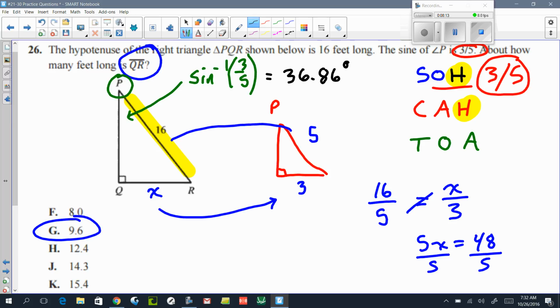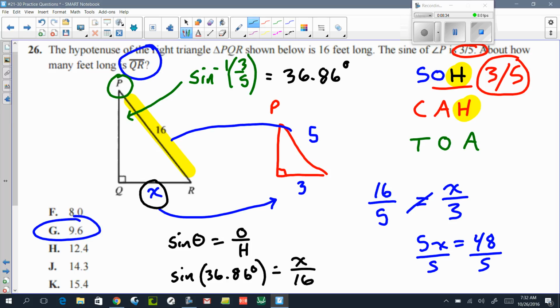Now we can use that given information along with this idea that the sine of an angle is equal to opposite over hypotenuse, and we can just plug in information. We know that the sine of 36.86 degrees is equal to opposite x over hypotenuse 16. We know this angle is 36.86 degrees.